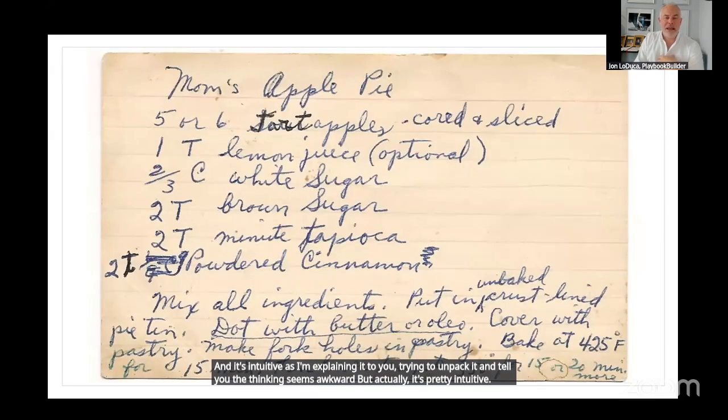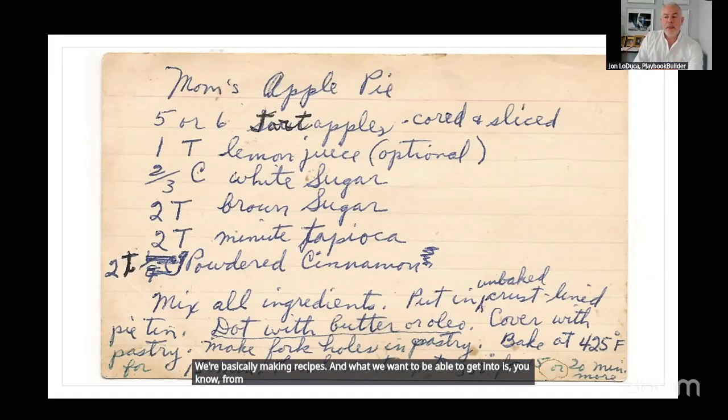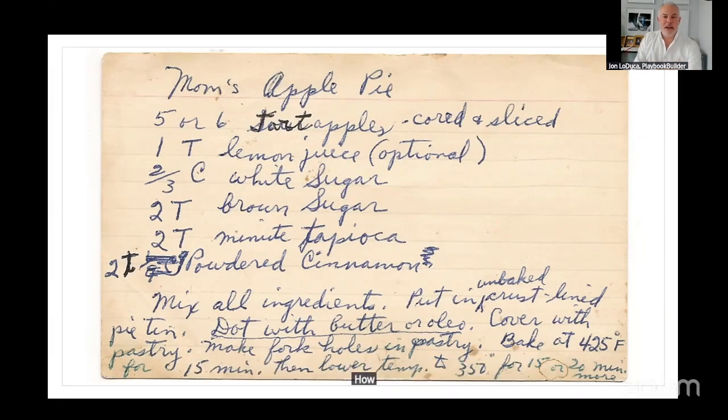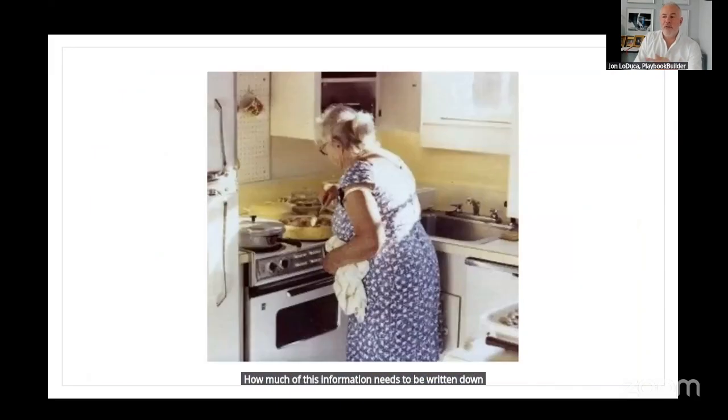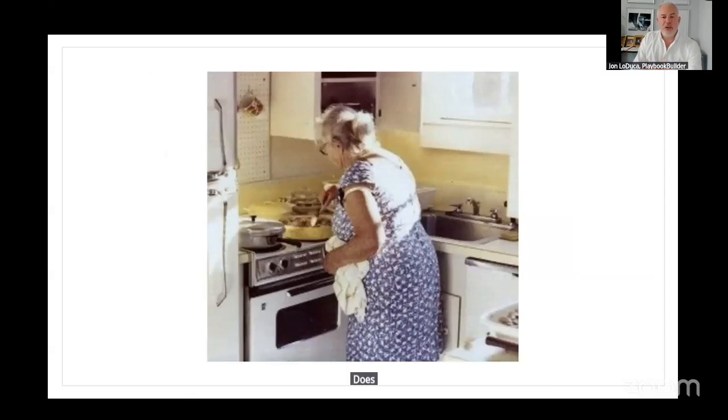We're basically making recipes. And what we want to be able to get into is, from mom's apple pie recipe, how much of this information needs to be written down? How much of it needs to be video? If we want to capture grandma in the kitchen explaining it, does she need to start at where she was born? Or can we pick it up at gathering the ingredients to make the pie crust?